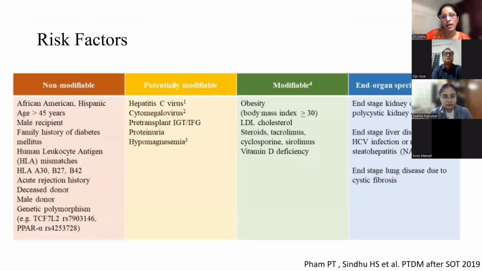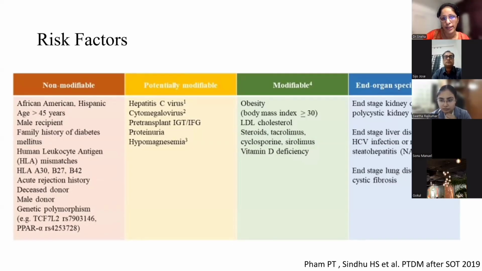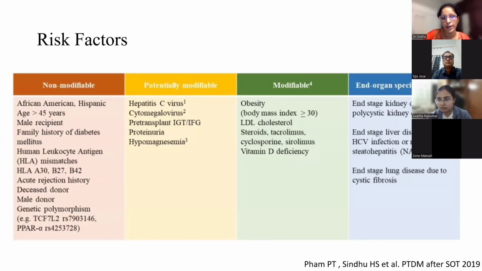Next, the risk factors for PTDM. There are non-modifiable risk factors like African American race and Hispanics. They have 20% more risk for developing PTDM, even with steroid withdrawal, because of their higher requirement for calcineurin inhibitor dosage. Age is also a non-modifiable risk factor; 40 to 45 years is a threshold age for developing PTDM. Also family history of diabetes in first degree relatives, history of gestational diabetes, male recipient, male donor, deceased donor, history of acute rejection, HLA mismatches and genetic polymorphism. These are the non-modifiable risk factors.